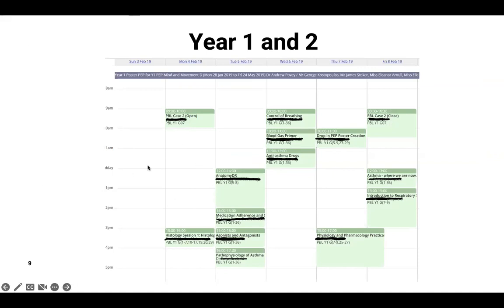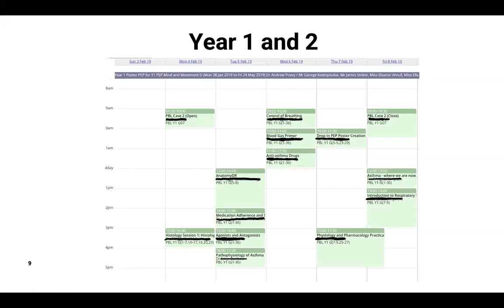So on a Monday, you would start with your CBL case or a PBL case. You would get given a case about the disease that you were studying surrounding a patient, and you would open the case. That's what case to open means. You'd be in a group of 10 to 11 people, and you would start reading through the case and thinking about what the problem is.